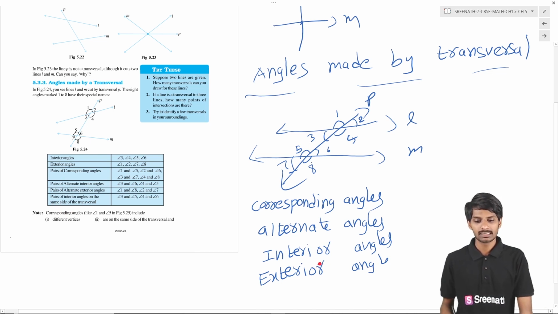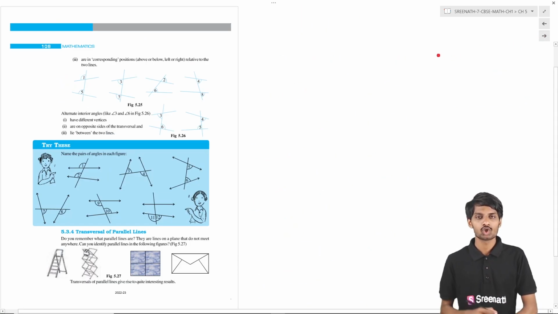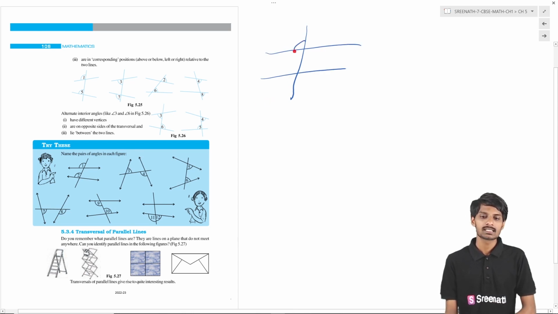Interior angles, pairs of alternate angles, and alternate angles in exterior angles. I will explain all of those clearly, students. So now come and join with me. Observe these things. This is a transversal, and these are the intersecting lines. Suppose this is the transversal and these are the intersecting lines. Here there is an angle 1 and there is an angle.